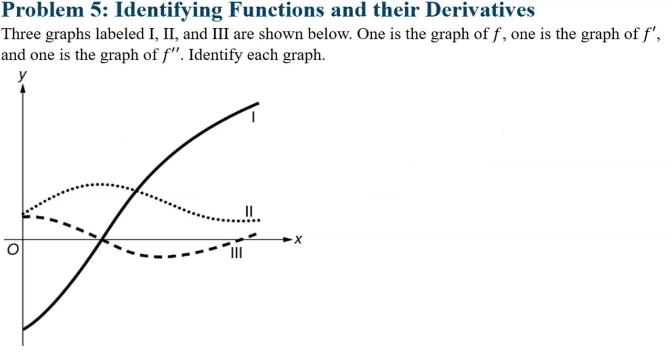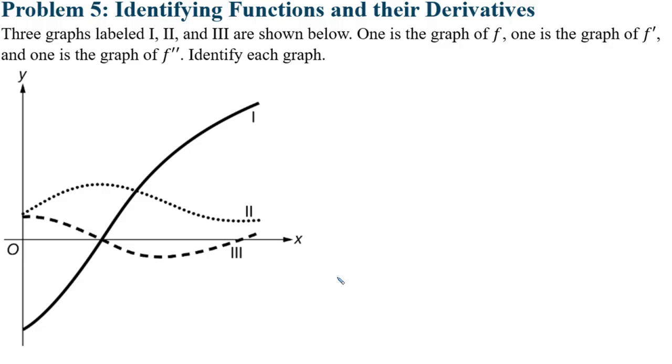All right, final question for you then. Identifying functions, derivatives, and second derivatives from 3 different graphs. In other words, sorting them out. Here it says 3 graphs labeled 1, 2, and 3 are shown below. One's the graph of f, one's the graph of f prime, and one's the graph of f double prime. We want to identify each graph. So figure out of these 3 which one's the function, which one's the first derivative, and which one's the second derivative. Doing this, there's a couple different ways we can think through it.